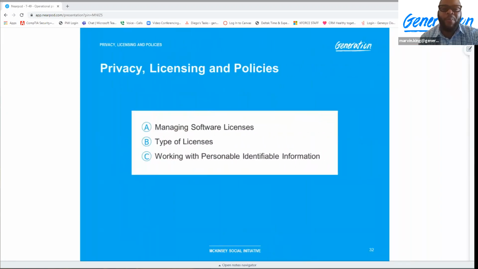All right. Privacy, licensing policies, managing software licenses, types of licenses, and working with personally identifiable information. In an industry setting, you'll have a lot of different licenses, right? And you need to be aware of agreements, certain types of agreements. I think it's EULA.